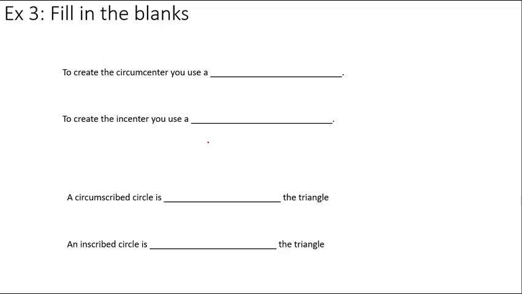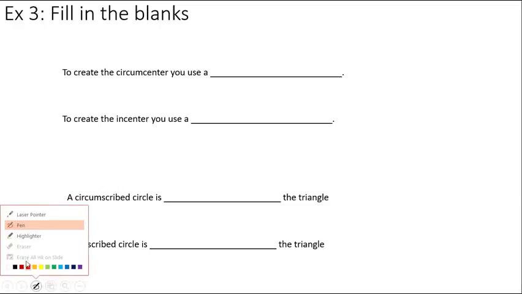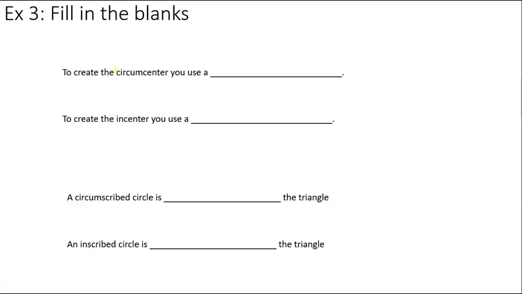Okay, so now let's get into example 3. When you fill in these blanks, it says here to create a circumcenter. So remember, to create a circumcenter, we use perpendicular bisectors. And if you want to create an incenter, you have to use an angle bisector.